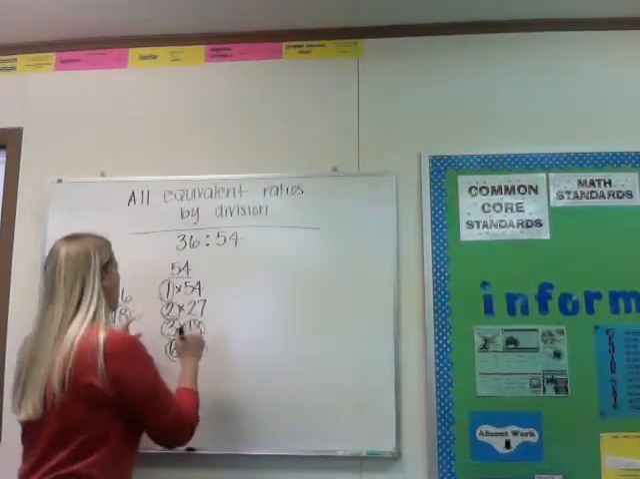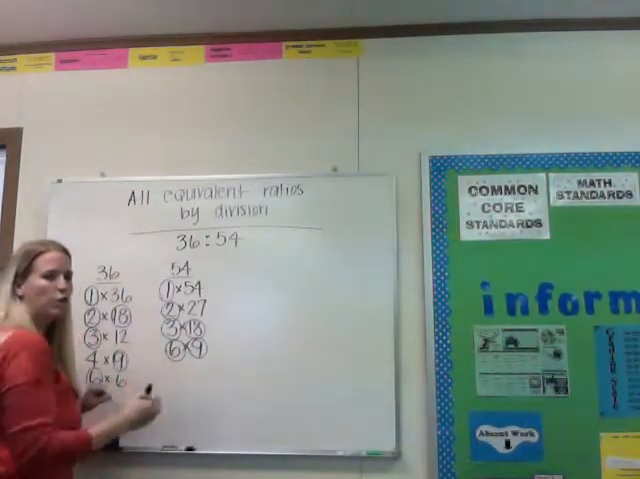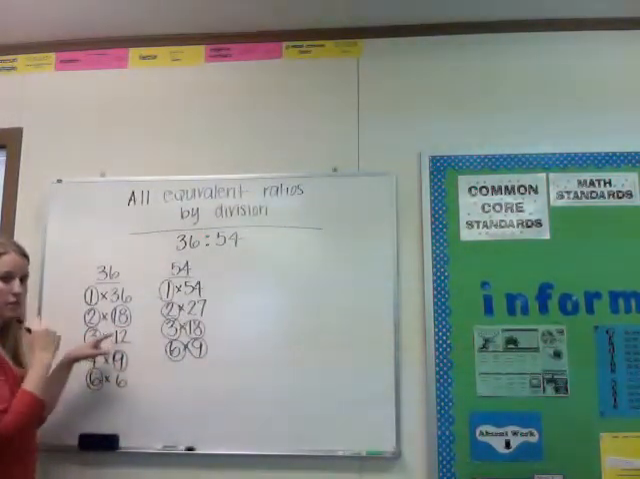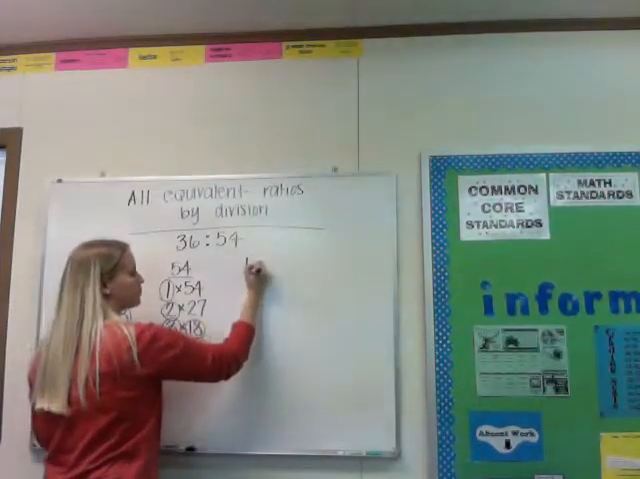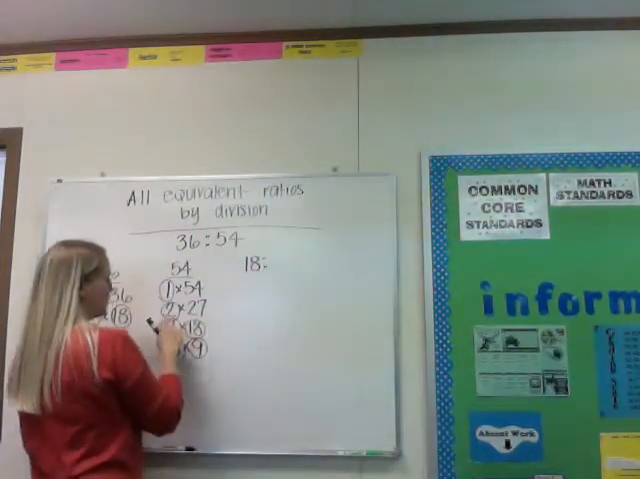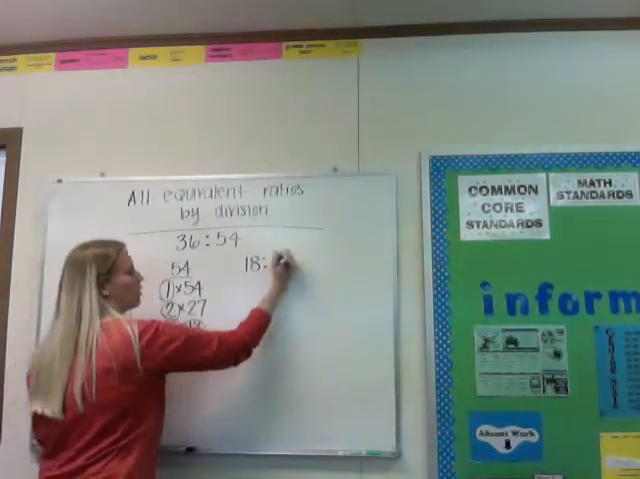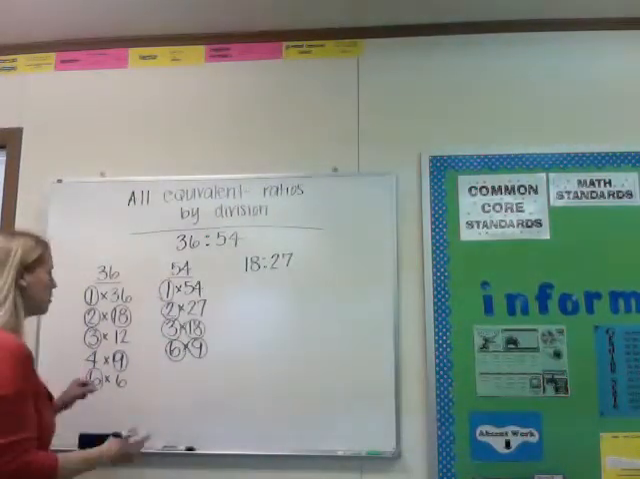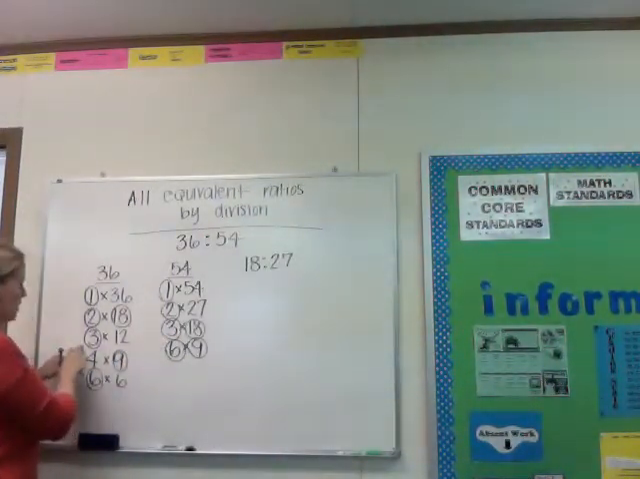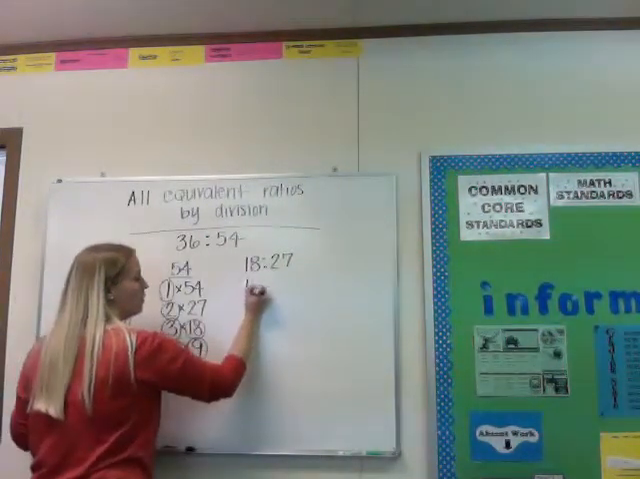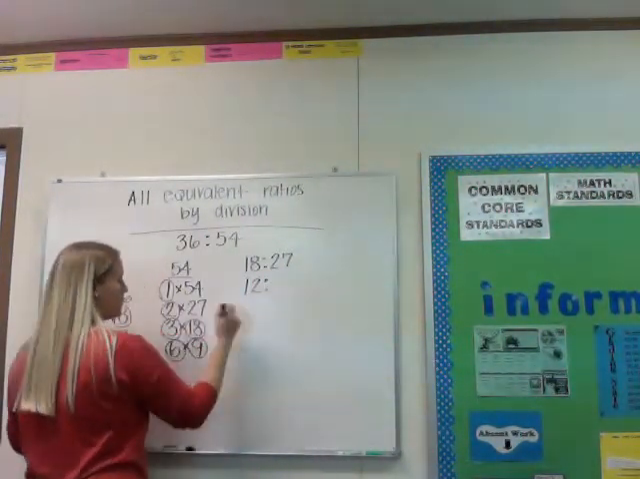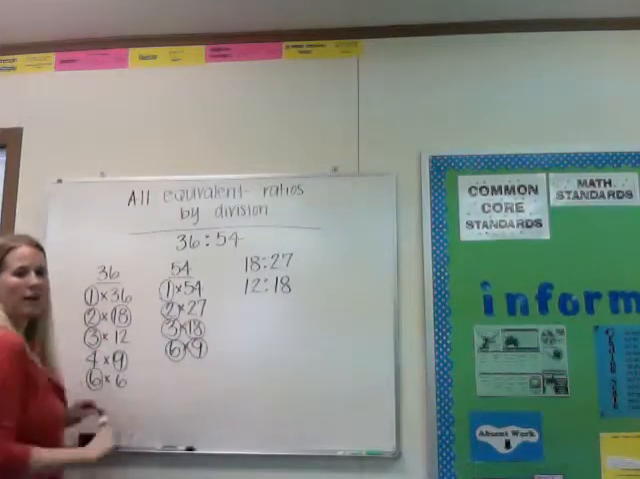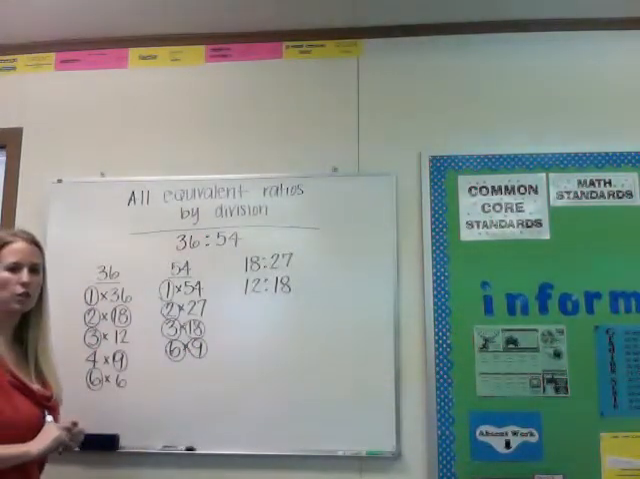So let's start. First number I'm going to do is 2. So 36 divided by 2, and the nice thing is the answer's right across from it. So 36 divided by 2 is 18. And 54 divided by 2 is 27. So there's one equivalent ratio using division. Then I'm going to go to my next number, which is 3. 36 divided by 3 is 12. And 54 divided by 3 is 18. So 12 to 18 is also an equivalent ratio.